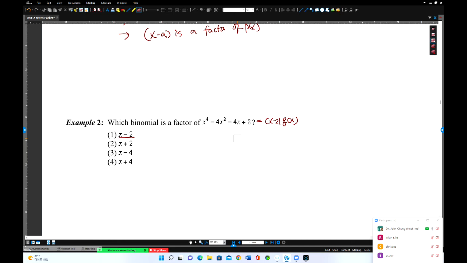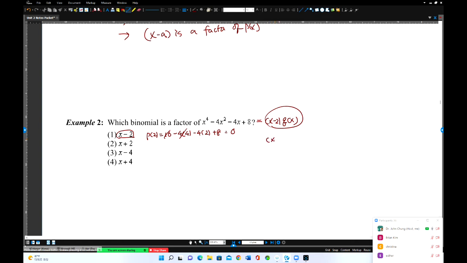Put this number, x is 2, in there. This is P of 2. How much? 2 to the fourth power is 16, minus 4 times 2 squared, which is 4, plus 4 times 2, plus 8. Is this 0? Yes, that is 0. So this is a factor, because the remainder is 0. It looks like this way.